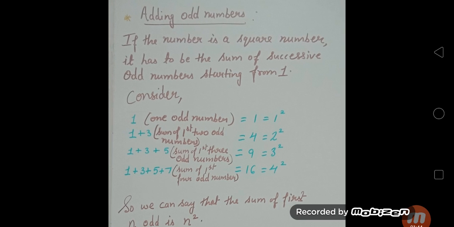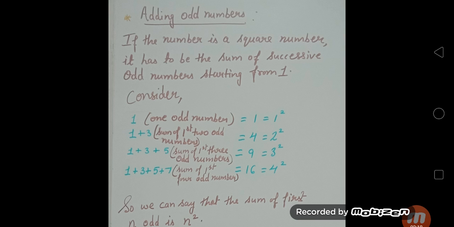Now, next fact, adding odd numbers. If the number is a square number, then it has to be the sum of successive odd numbers starting from 1. Consider the following. I have taken 1. It is one odd number, and the sum of this is 1 only, that is the square of 1. Then next, I have taken the first two odd numbers, 1 plus 3, and the sum of the first two odd numbers is 1 plus 3 is 4, that is the square of 2.